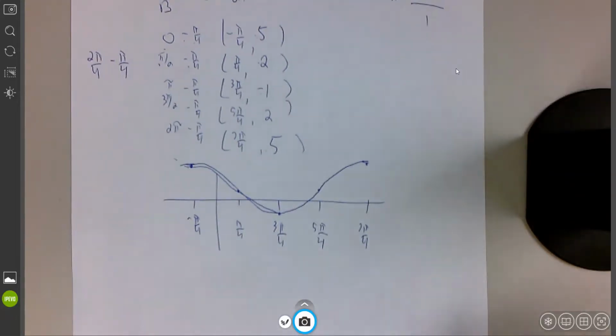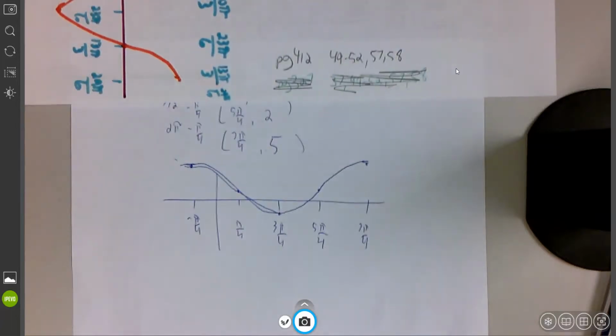Okay, there it is. Here's your guys' stamp. We're practicing graphing with a phase change. Page 412, 49 through 52, 57, and 58. They're all the same, practicing with a phase change. Do your best. Bring your questions to me, and we're almost done. We got one more part of this. Man, this 4-5 is big. Peace. Moving on.